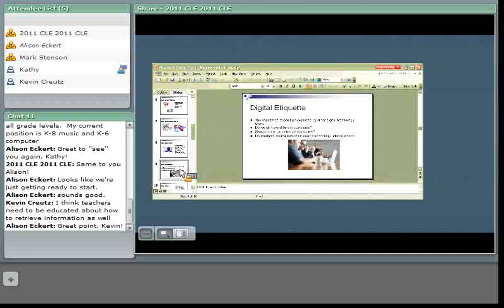A couple of questions I have there are, do we all have different standards? Should there be a universal standard? And do students realize how their use of technology affects other people?